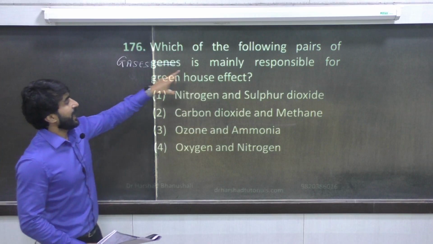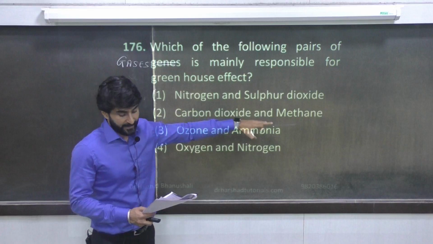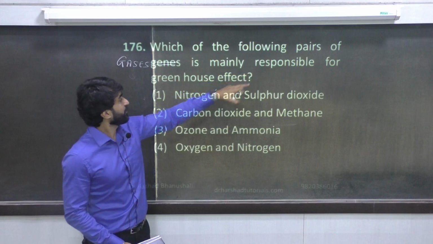Now, when you learn about greenhouse effects in your NCERT, the two examples of gases given maximum focus are carbon dioxide and methane. So your answer for this would be carbon dioxide and methane. It should be gases here. Which of the following pairs of gases are mainly responsible for the greenhouse effect? Your answer would be carbon dioxide and methane.